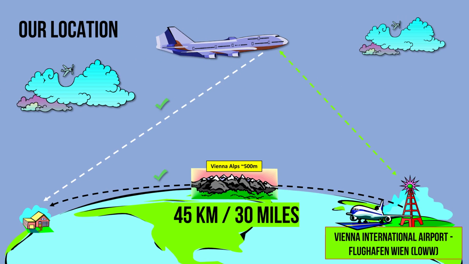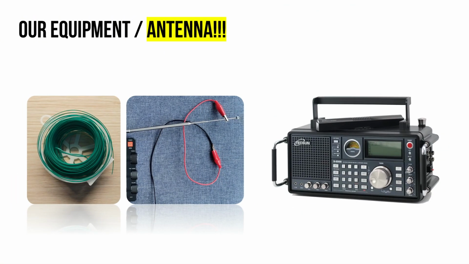For you to have a practical example, I share my conditions related to my airport so you can have an idea how it works. I am located about 45 kilometers or 30 miles from the Austrian Vienna International Airport. Between me and the airport, there are also the 500 meters high Vienna Alps. And still, I have a very good reception without any special FM antenna. I use the same external long wire that I use for listening to the shortwaves with my Tecsun S2000.